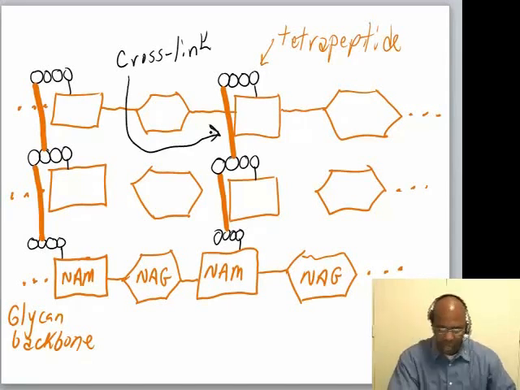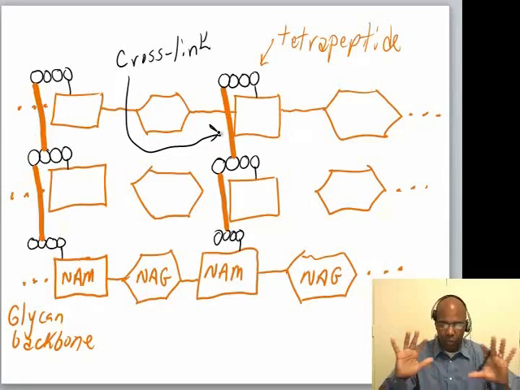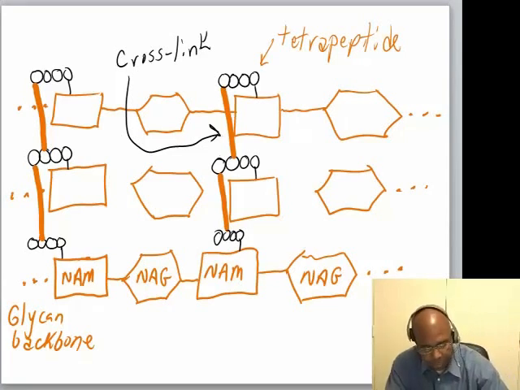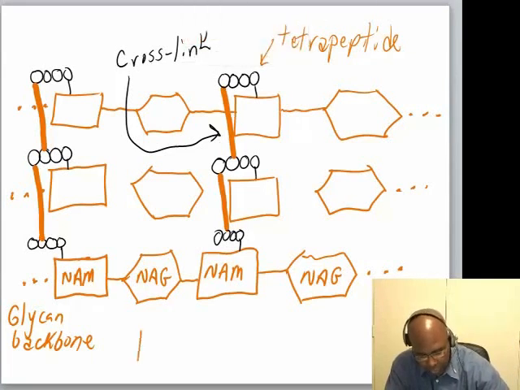In our sheet we have three components. We have our NAM-NAG glycan backbone, our tetrapeptide made of four amino acids, and our cross-link. And so this is our sheet. Before we continue, we're going to give a name to this sheet. Let's get a good color because this is important. This sheet is called the peptidoglycan.